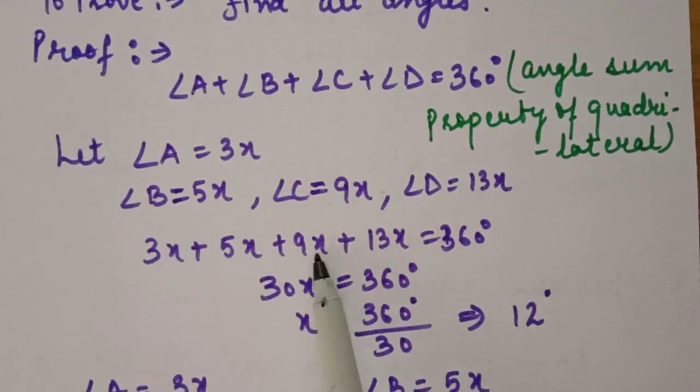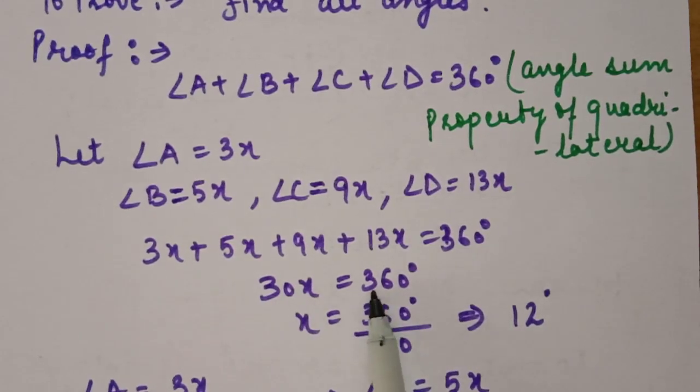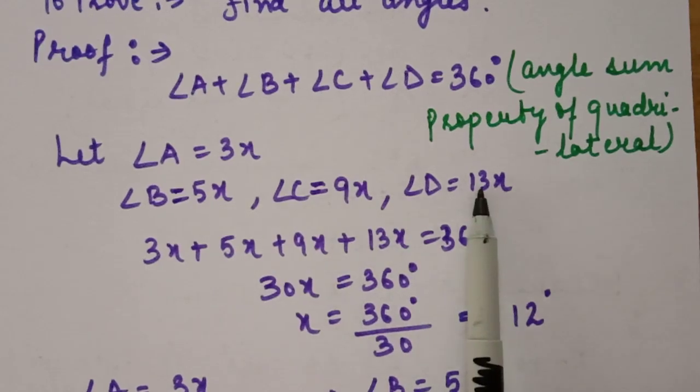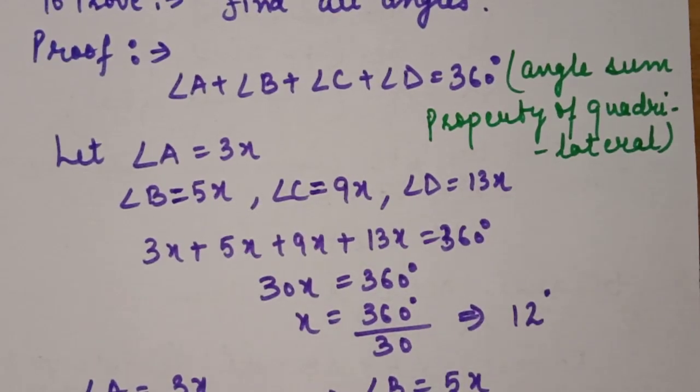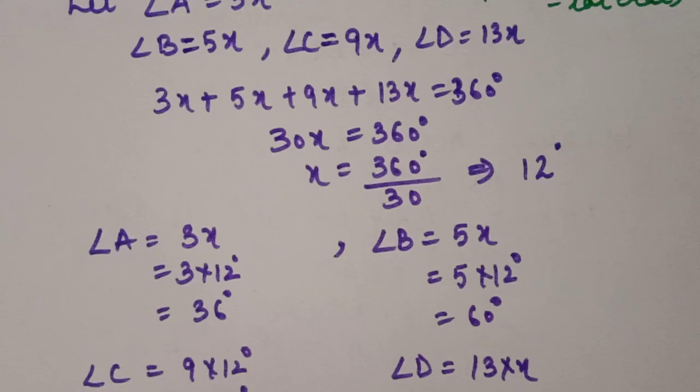3x plus 5x plus 9x plus 13x is equal to 360 degree. Then 30x is equal to 360 degree. 30 is present here in multiplication. When we shift to the other side of equal, it will be in division. So x is equal to 12 degree. Now we will put the value of x in all the angles and find the actual measurement of the angles.